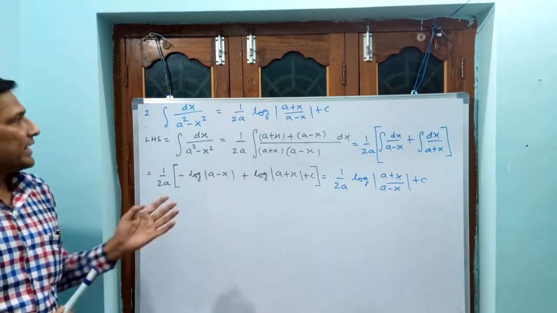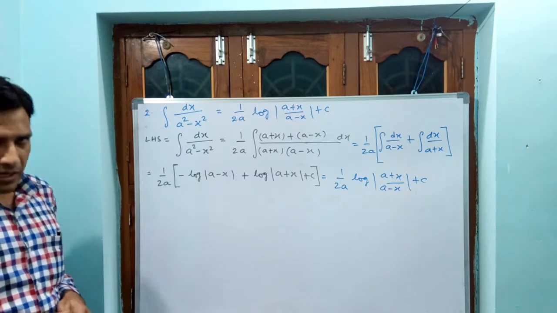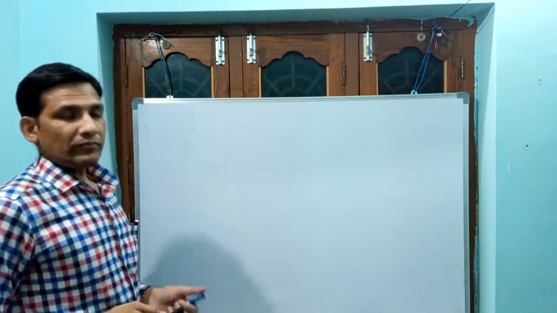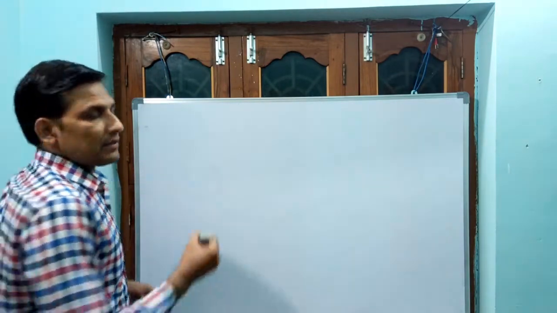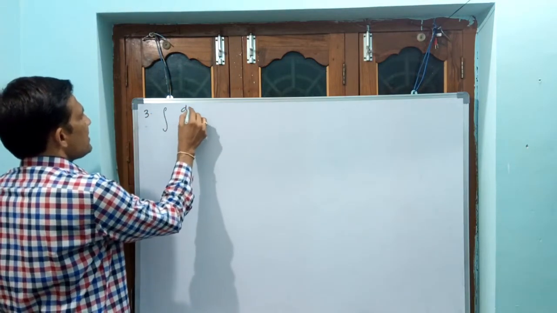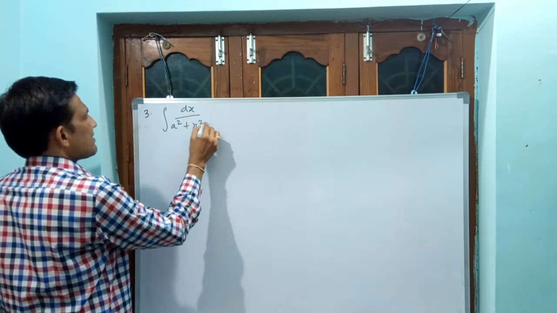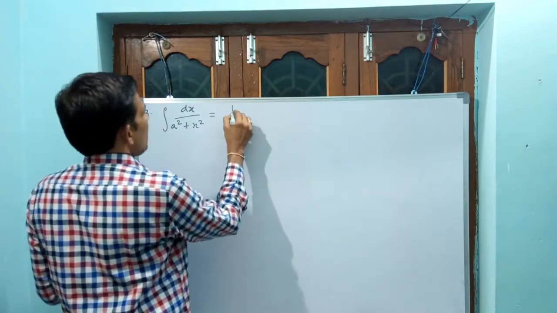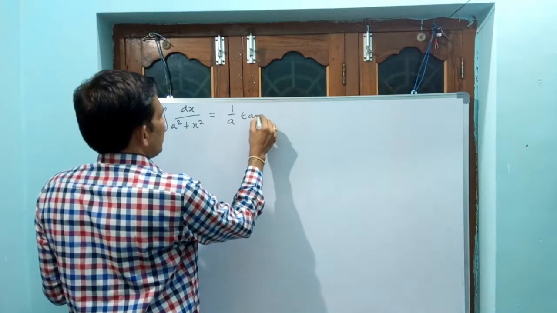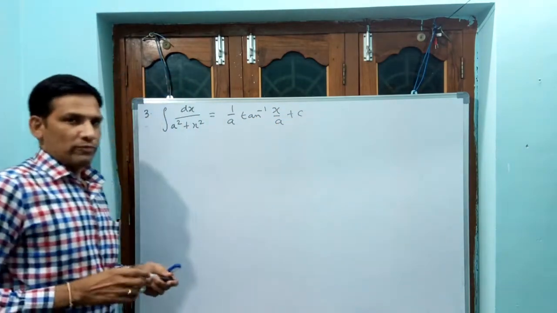Okay, this is the second result. Take this and we will go for the third result. Okay, let us see the third result. The third standard integral: integral dx by a square plus x square is equal to 1 by a tan inverse x by a plus c. This we have to prove.